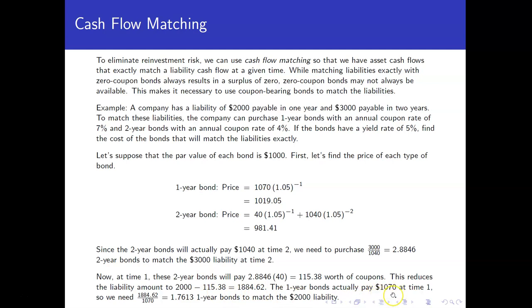This $1,070 tells us how much we get at time 1 from each of the 1-year bonds. We need to pay the $1,884. We get $1,070 from each of the 1-year bonds. So again, doing that quotient, we need 1.7613 of the 1-year bonds to match the $2,000 liability.